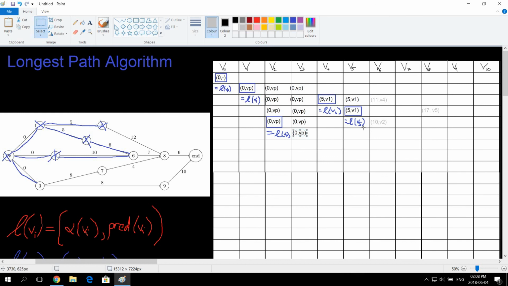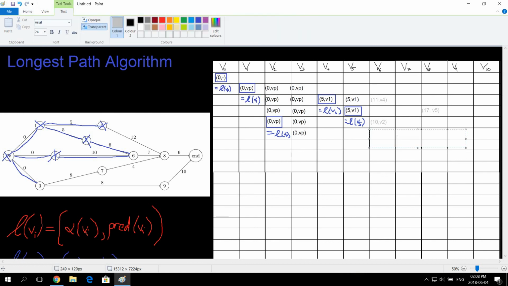So here, from our 2 options, we're going to just write the biggest one, and I want it in black. It's 11, and that predecessor came from V4.